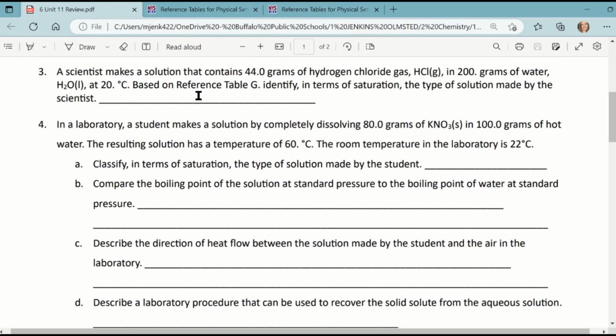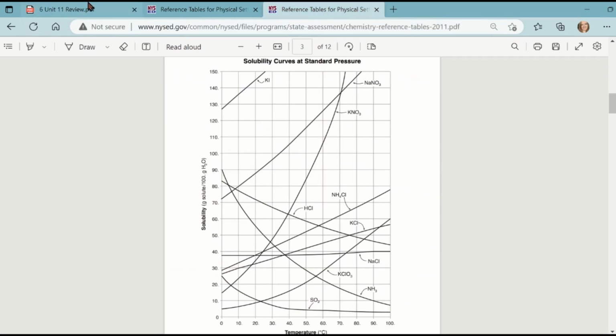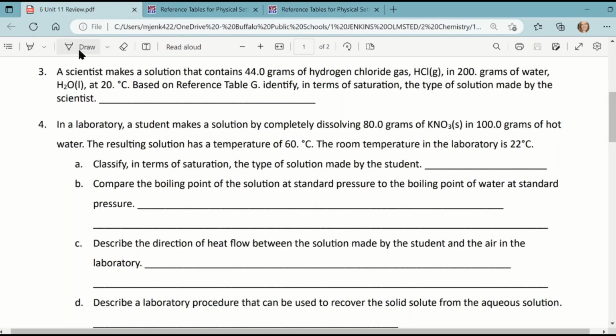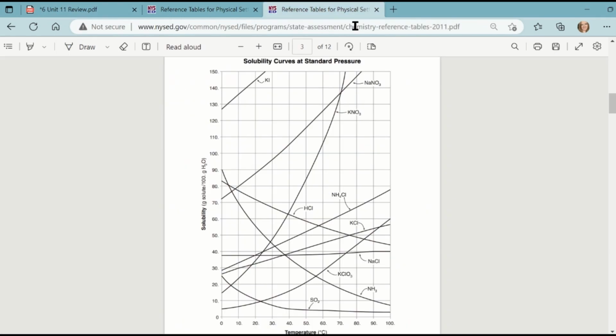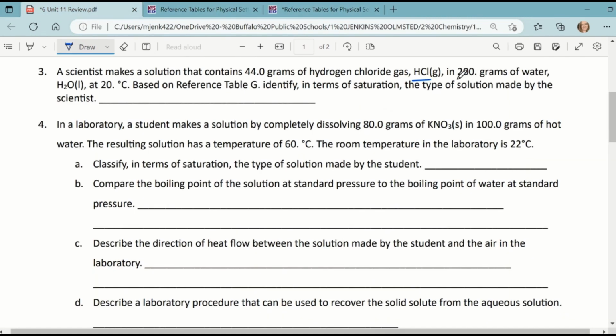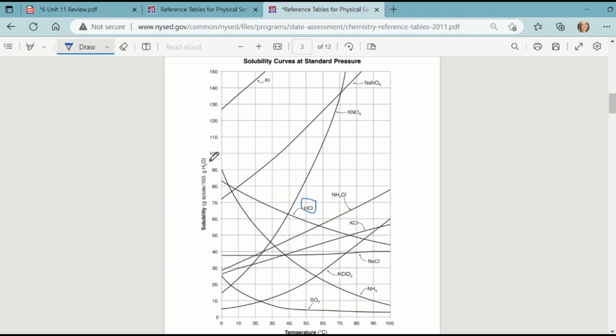All right, here we go. So we're on this question and it says reference table G. So here's reference table G. What substance do I need? HCl. So let's find HCl. That line is right here. Okay, so do you see right here? There's HCl. Now here is what it says, 200 grams of water. But you see this reference table requires 100 grams of water.